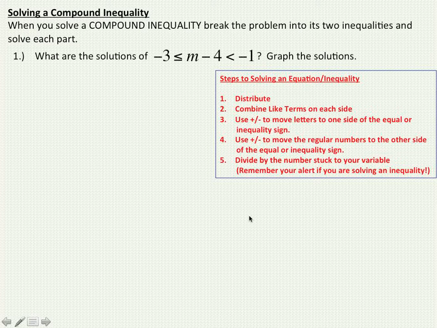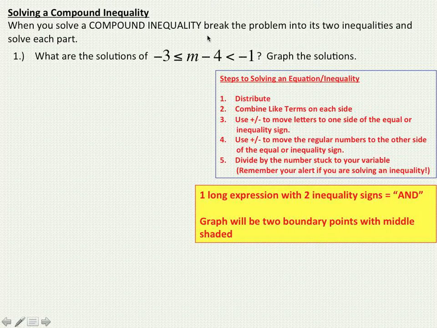Alright? So here, they gave me an inequality. Compound. Notice there's 2 symbols in it. There's a less than or equal here. There's a less than here. Okay, so this is 2 inequalities. So when I break this apart, this middle piece goes with both expressions. The whole middle, everything between the 2 signs, this whole m-4 goes with both pieces.